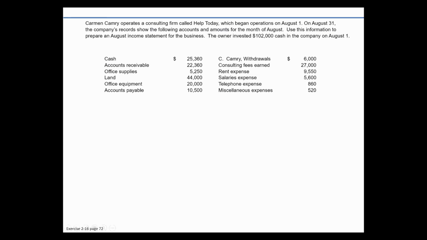Carmen Camry operates a consulting firm called Help Today, which began operations on August the 1st. On August 31st, the company's records show the following accounts and amounts for the month of August. Use this information to prepare the August income statement for the business. The owner invested $102,000 in cash to the company.